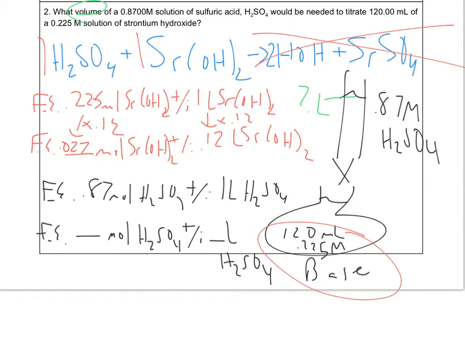Now, we said already, this is a 1-to-1, so we don't have to worry about anything. The same number of moles that started with here are the same number of moles that we needed to pull from here. So this is going to be 0.027. So to get from here to here, we're just going to multiply by 0.03. This comes out to be 0.03 liters, which is 30 milliliters of H2SO4.